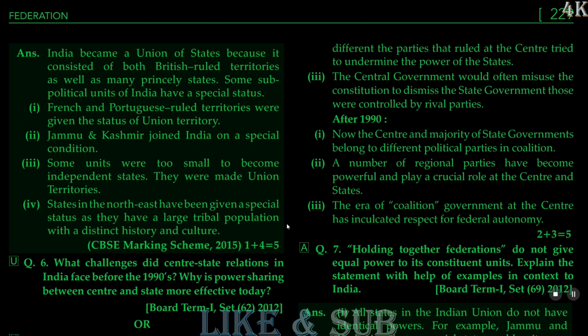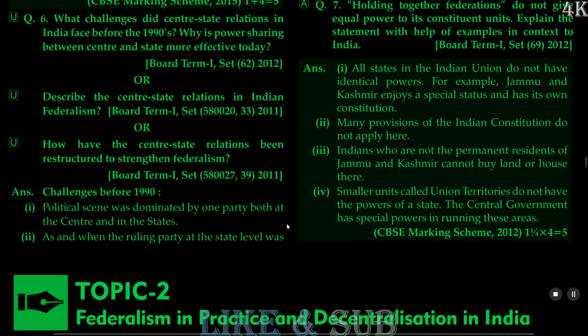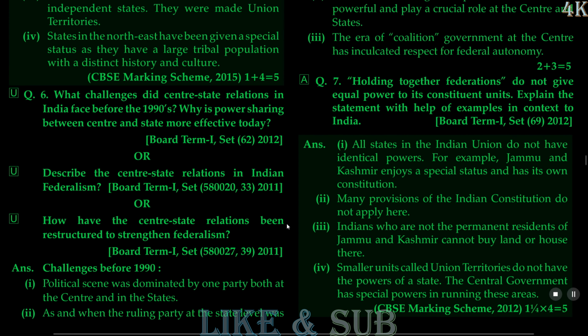4. States in the Northeast have been given a special status as they have a large tribal population with a distinct history and culture. CBSE Marking Scheme, 2015. 1 + 4 = 5.